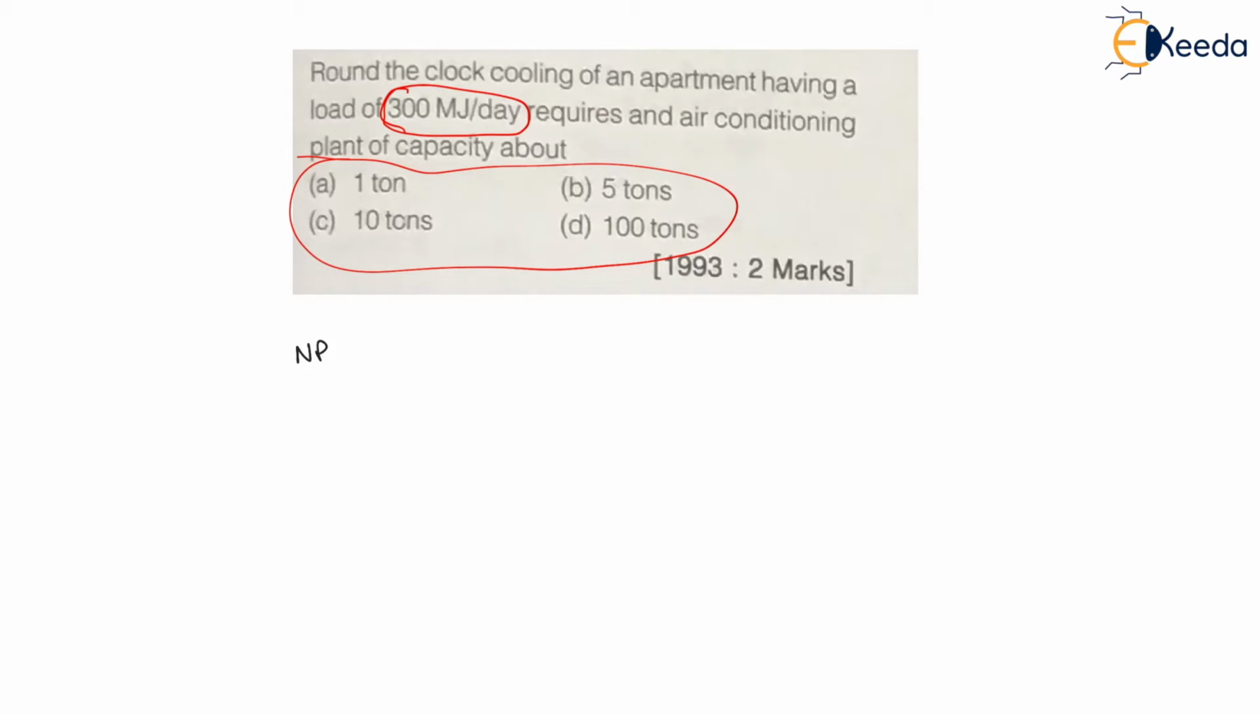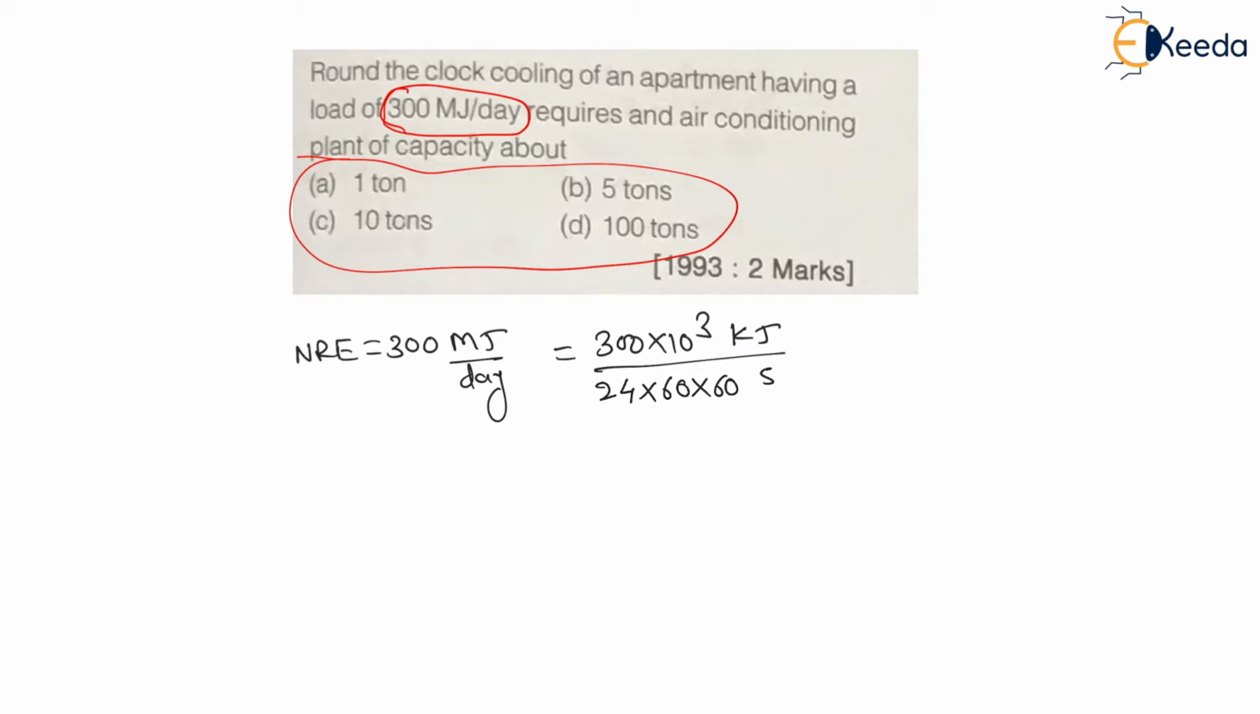So we have to obtain the net refrigerating effect, which is equal to 300 megajoule per day. Let us convert into kilojoule per second. If I want to convert into kilojoule, then I have to multiply with 10 to the power 3. Then it will become kilojoule. Now, in one day there are 24 hours, in 1 hour there are 60 minutes, and in 1 minute there are 60 seconds. Therefore, this value will be in kilojoule per second. If you calculate this net refrigerating effect, you will find the answer is equal to 3.47 kilowatt. Kilojoule per second is kilowatt.